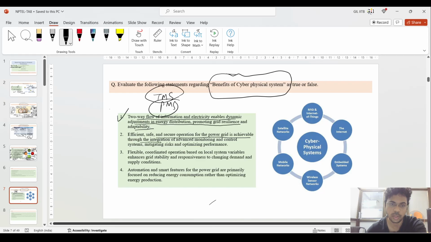Okay, coming to this second part, the efficient, safe and secure operation for the power grid is achievable through the integration of the advanced monitoring and the control system, mitigating risk and optimizing performance.